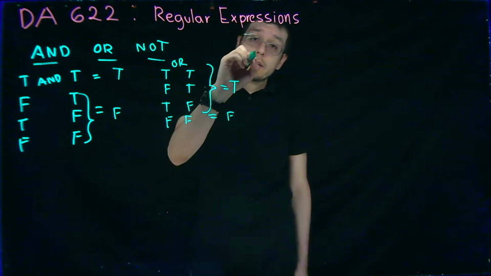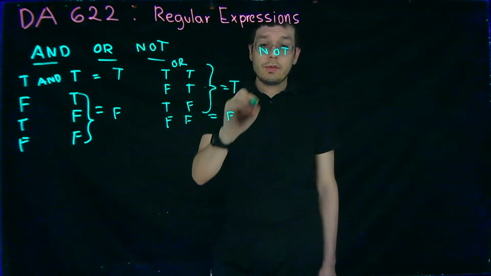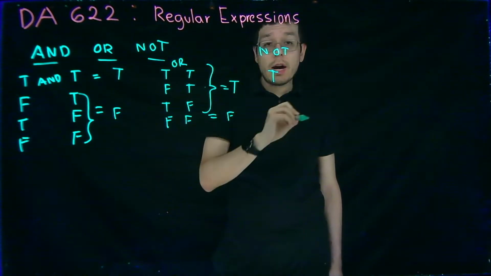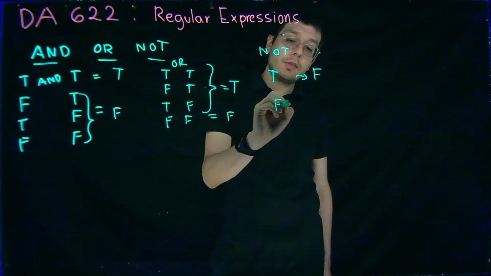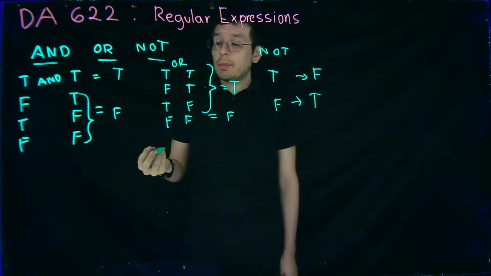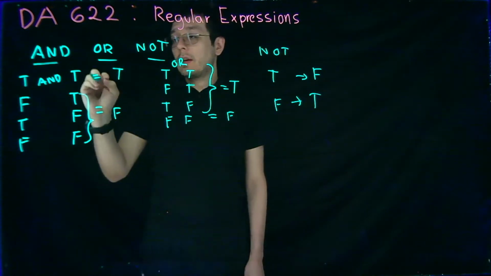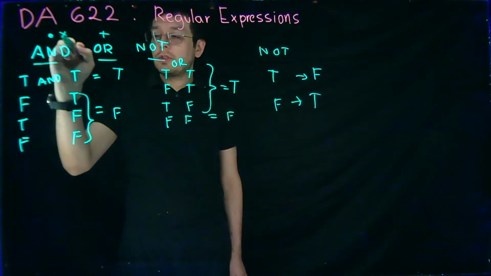Finally, we have the not, and the not just basically flips whatever a statement is. So if something is true and then you not it, then it becomes false. And if something is false and you not it, it becomes true, right? And in programming, we have a lot of different terms for these things. Typically, you'll see something like a dot and a plus, or a multiplication.